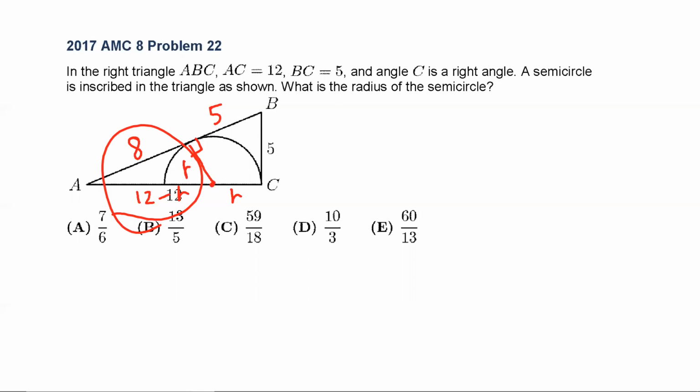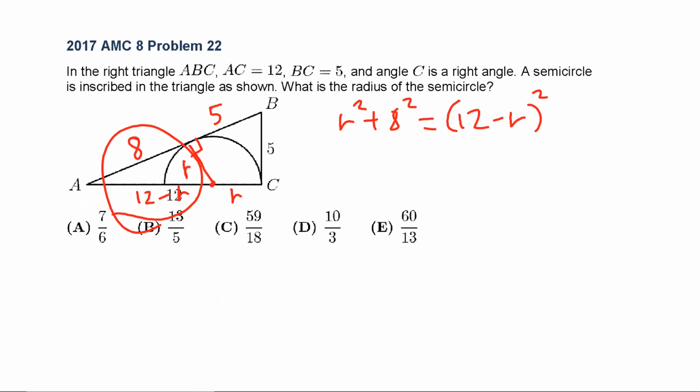Yeah, so let's just solve it. The way I just explained was one way. If we do that, then we get that r squared plus 8 squared is equal to 12 minus r squared. So if you just solve that quadratic equation, which is not really quadratic because the r squares cancel out, then you'll be able to solve.